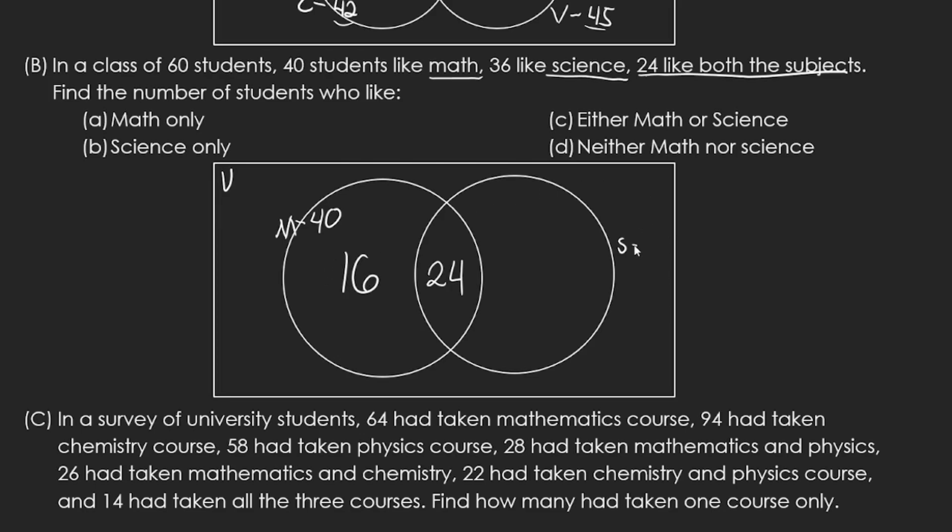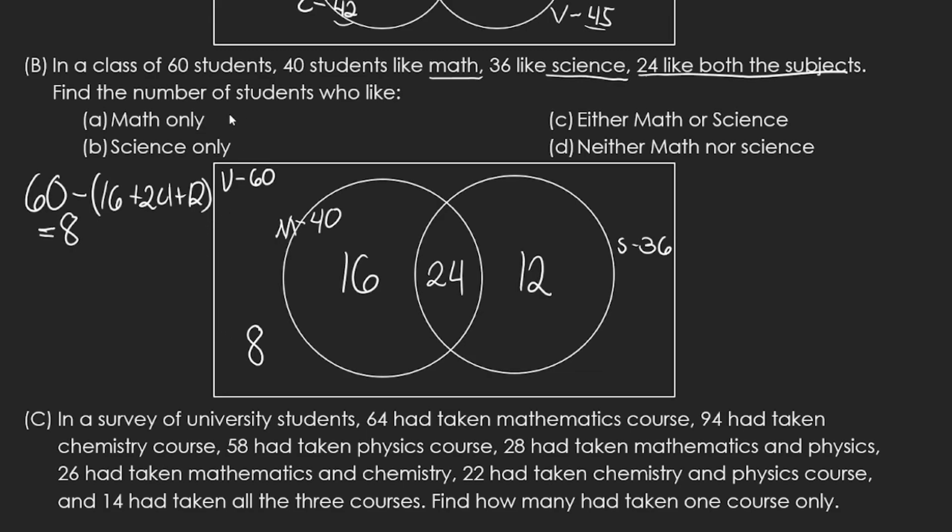In science, you have 36. 24 of them like math also. 36, take away 24. That gives us 12 who like science only. Now, this is a class of 60. Let's see if there's going to be students who don't like math and science. Get that 60 students and take away those who like math or science. And that leaves us with 8. 8 students don't like math or science.